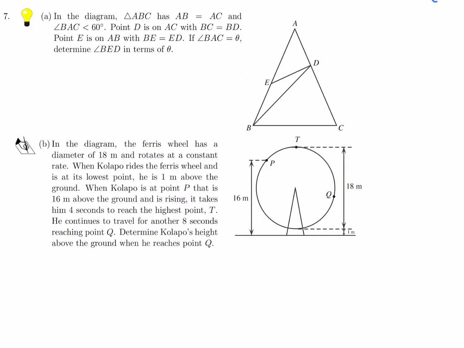In the diagram, triangle ABC has AB equal to AC, and BAC is less than 60. Point D is on AC with BC equal to BD. Point E is on AB with BE equal to ED. If angle BAC is theta, determine BED in terms of theta.